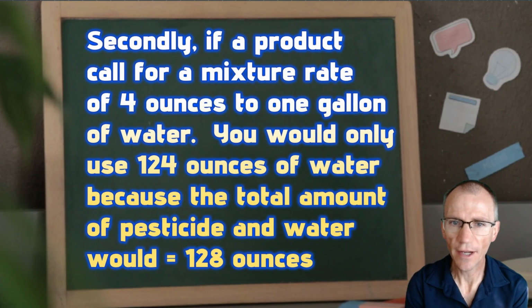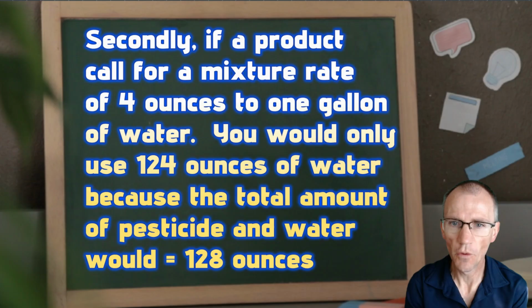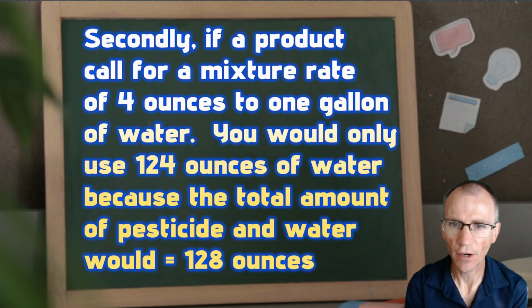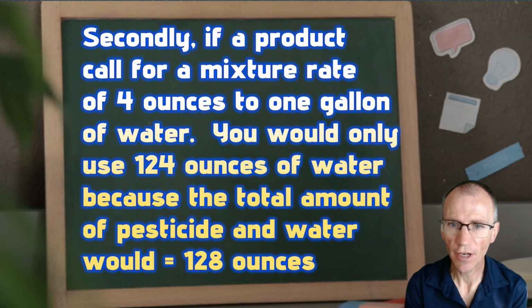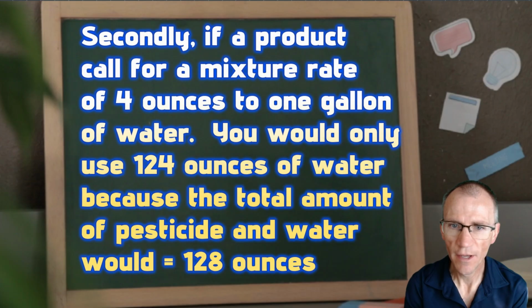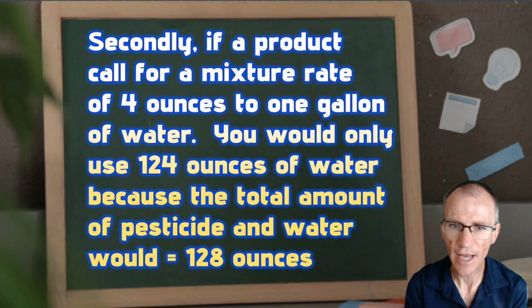Secondly, if a product calls for a mixture rate of 4 ounces to 1 gallon of water, you would only use 124 ounces of water because the total amount of pesticide and water would equal 128 ounces. And I think a lot of pest control people don't understand that. I've seen this a ton of times on core exams, and even myself, for the longest time, I struggled.